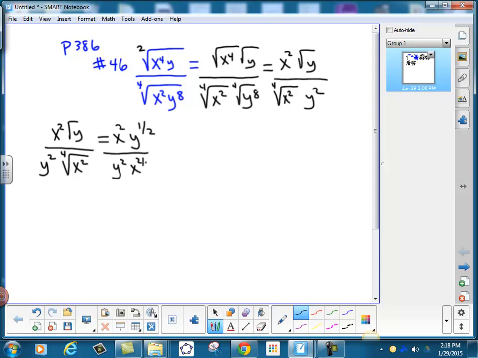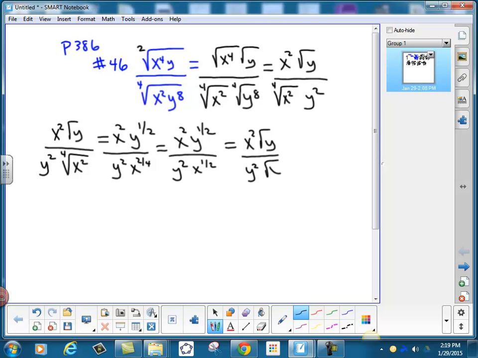Remember, the 4 is on the bottom because that's the index, and the 2 is on the top because that's your power. What's nice about this is that on the bottom, this 2/4 power is going to become x to the 1/2 power. So really what I have here, if I put it back in terms of a radical, is x squared square root of y, and y squared square root of x.